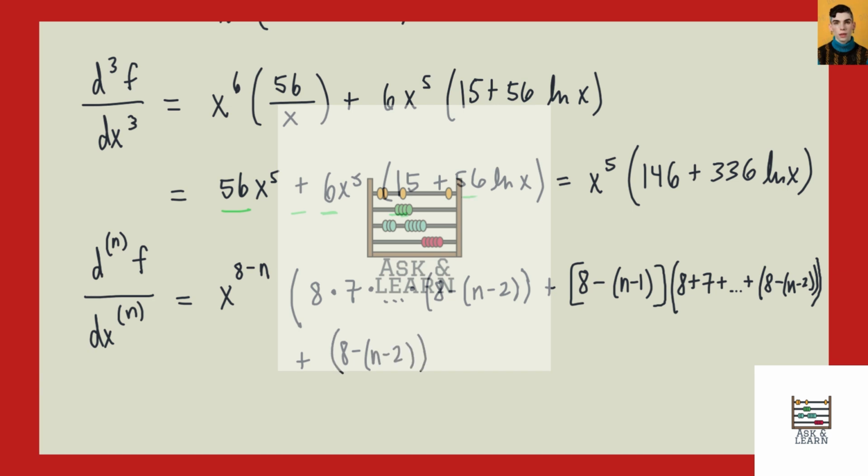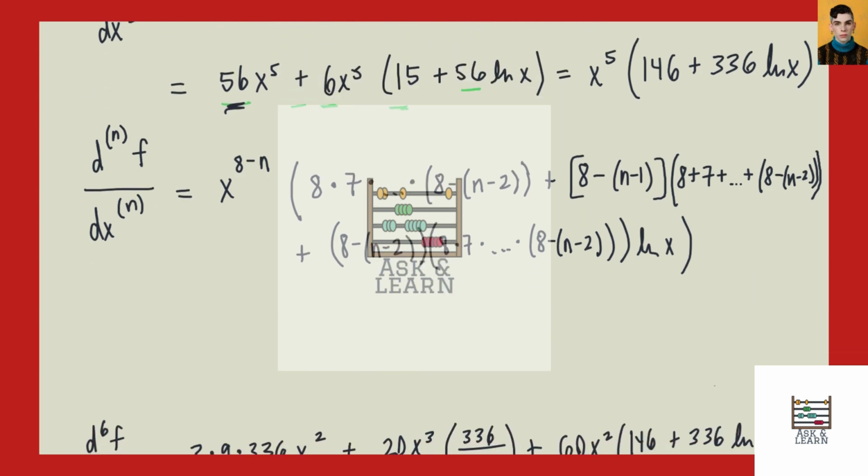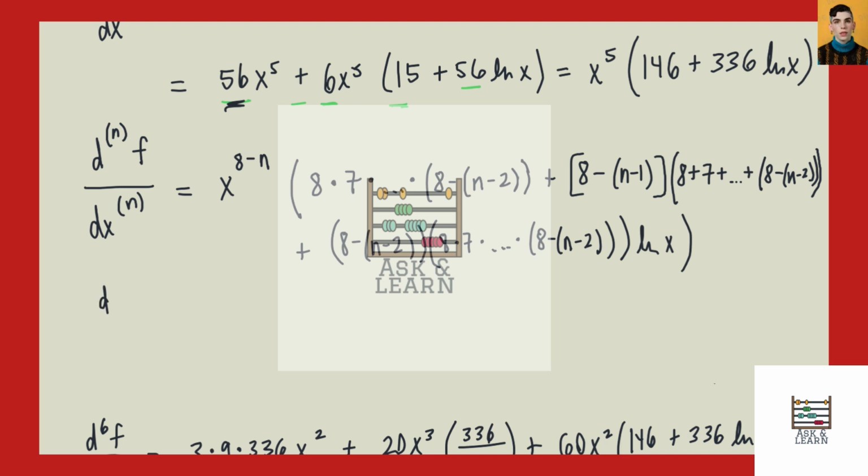multiplied by 56. Okay, so this is multiplied by, that's the same as this factor here, so I'll just repeat that. 8 times 7 times ... times 8 minus n minus 2. Okay, and that's multiplied by natural log of x. And that's everything. So now let's use this formula to find the 9th derivative.